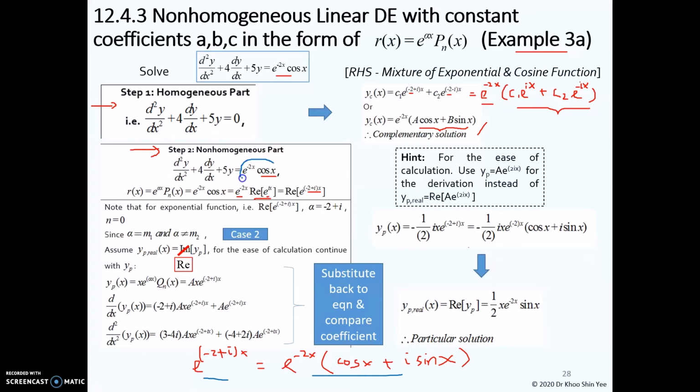So you can see that the right hand side function here is located at the real part of the exponential function here. Therefore, we can convert this to the exponential function here. From the right hand side function here, we can propose the possible particular solution to be this. So there's a typo here. This should be the same coefficient as this, where the power here is negative 2 plus i multiplied with x. And then you should obtain this.